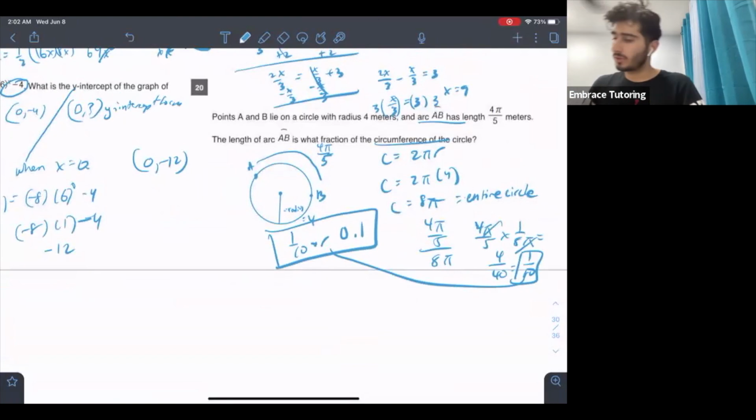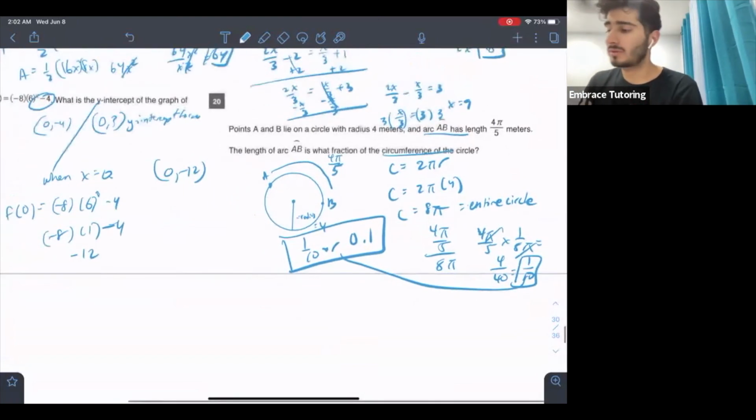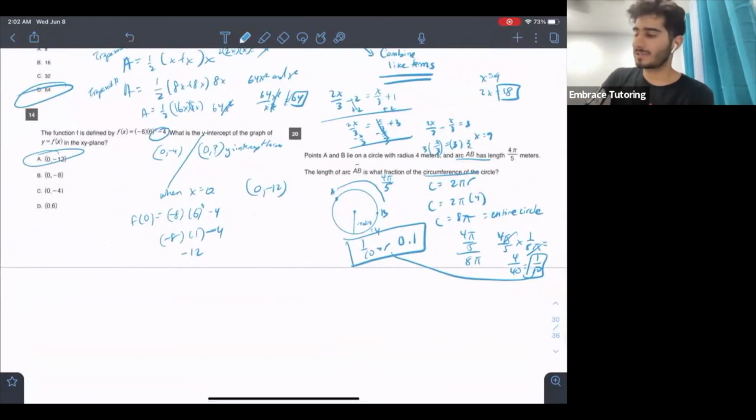And that we are done with the May 7th, 2022 SAT section 3.